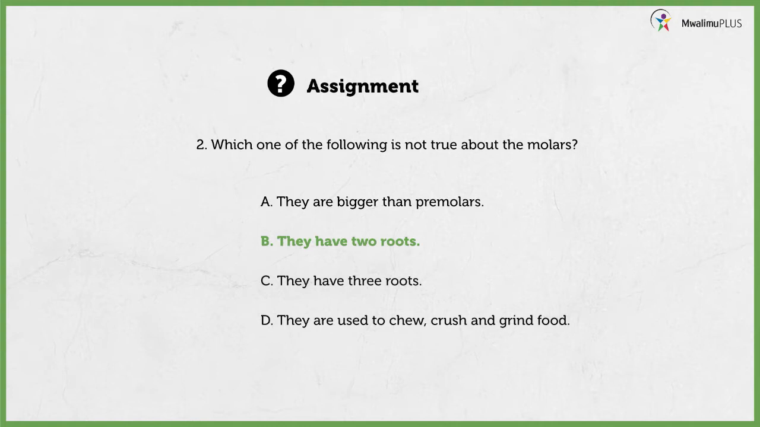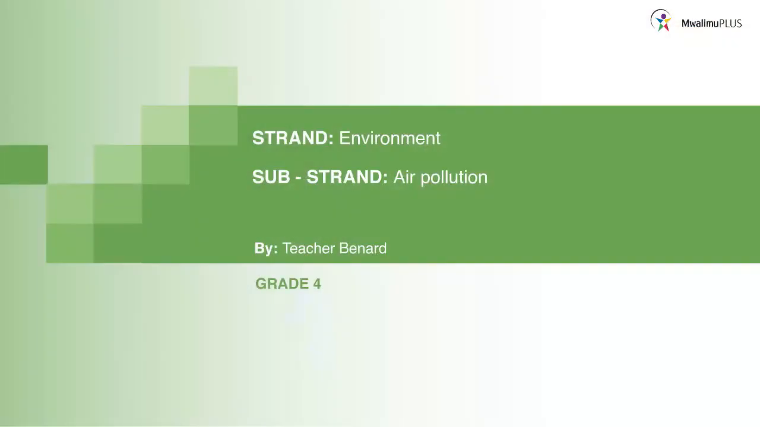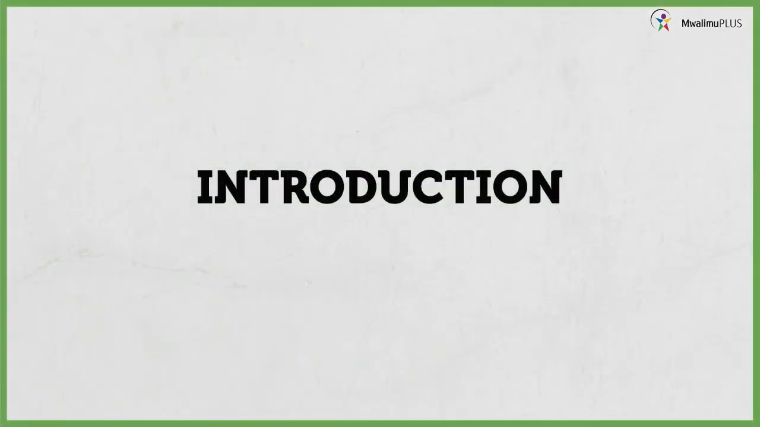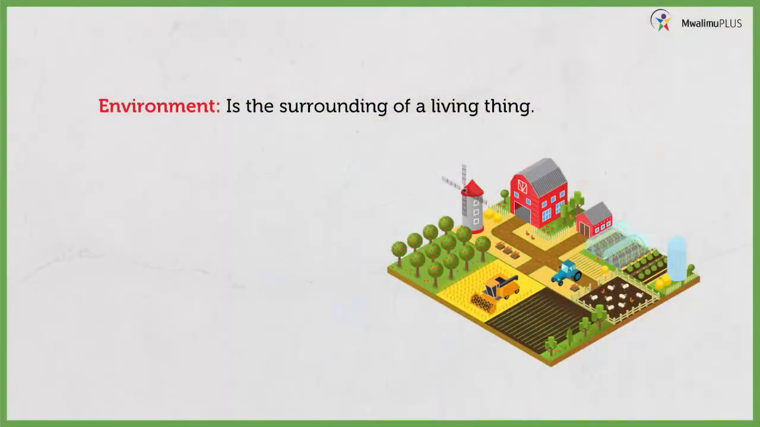So learners, having reviewed those questions, let us go to the topic of the day. And that is environment. And under environment, we are going to talk about air pollution. But before we talk about them, let us remind ourselves about what is the meaning of the word environment. What is environment, learners? Environment is the surrounding of a living thing, whatever surrounds us.